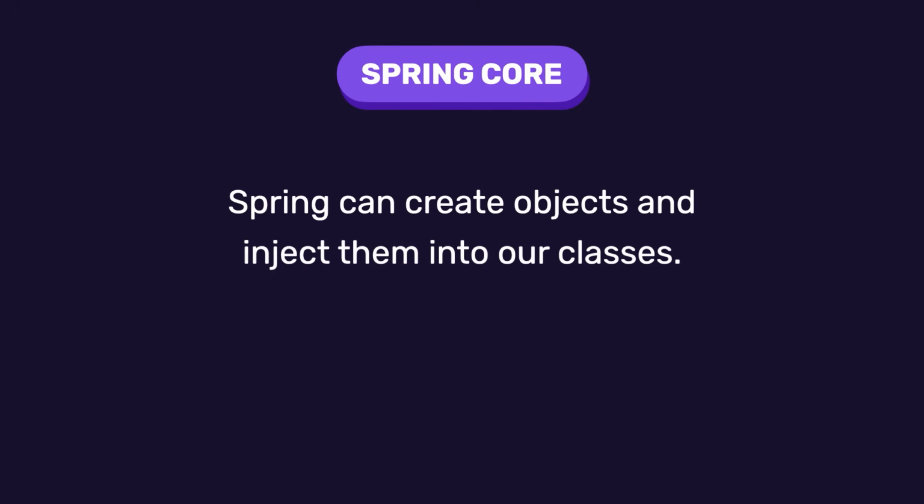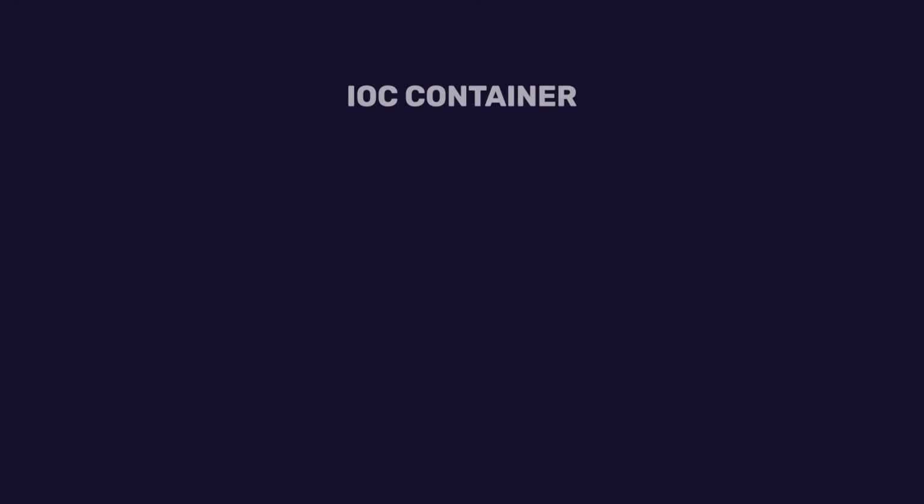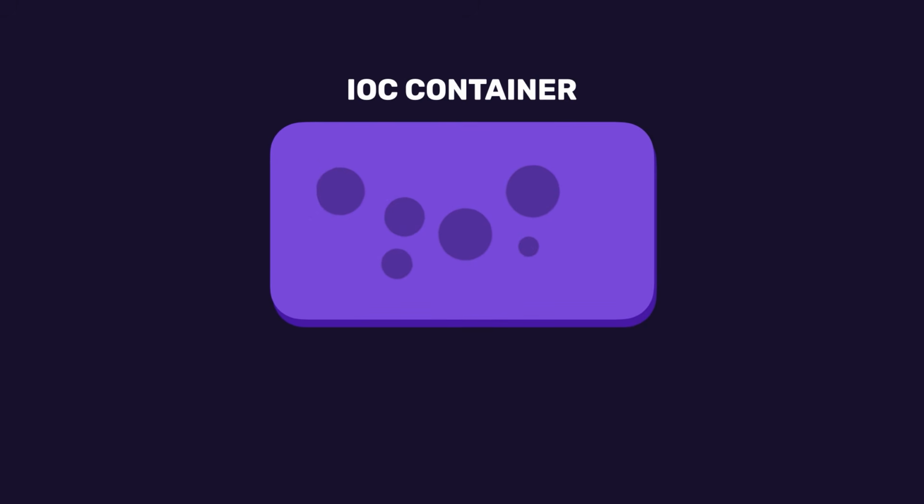One of the core features of the Spring framework is its ability to create objects and inject them into our classes automatically. At the core of the Spring framework, we have what we call an IoC container. We'll talk about IoC in a minute, but this container is responsible for managing the objects in our application. In Spring terminology, we refer to these managed objects as beans. So a bean is just a regular Java object that is managed by Spring. Spring takes care of creating it, injecting its dependencies, and even managing its lifecycle.